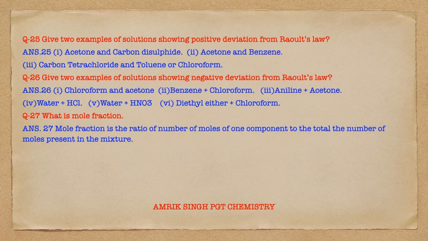Similarly, this question is asked many times. The examiner asks for examples of positive and negative deviations. Give two examples of solutions showing negative deviation from Raoult's law. These are chloroform and acetone, benzene and chloroform, aniline and acetone, water and HCl, water and HNO3, diethyl ether and chloroform. What is mole fraction? Mole fraction is the ratio of the number of moles of one component to the total number of moles present in the mixture.